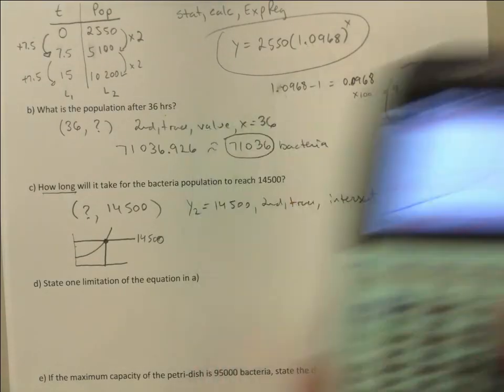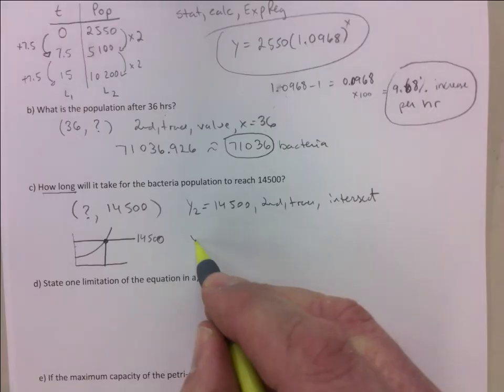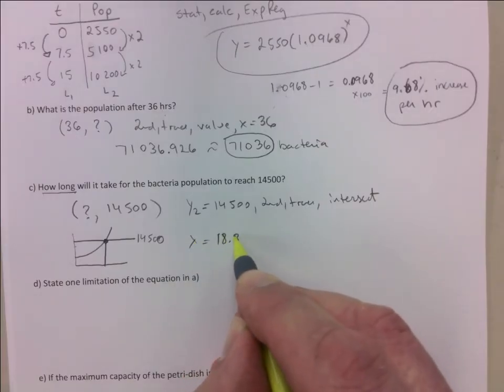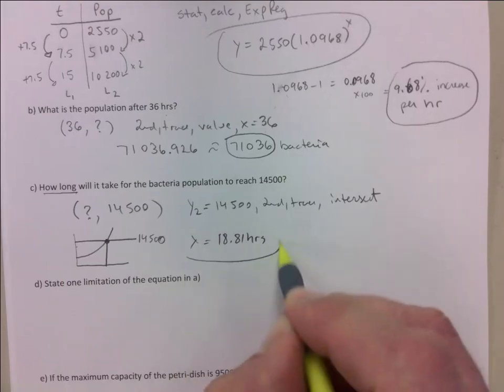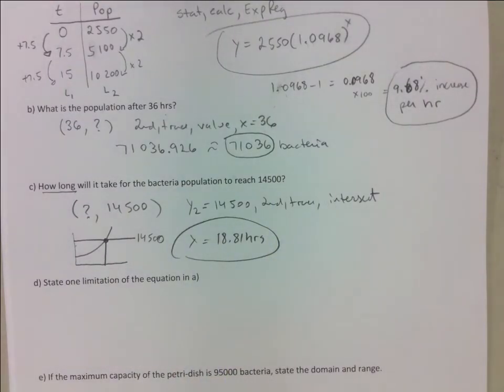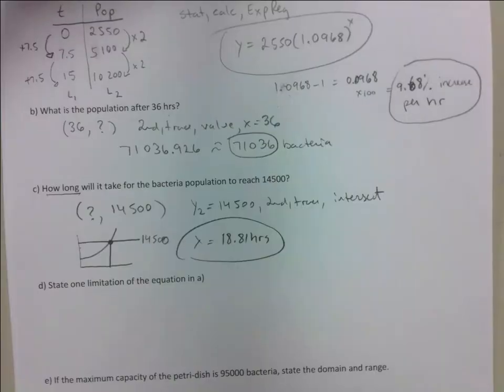18.81. And as long as you add hours to it, you're good to go. Decimals are fine here. Because time, it's continuous, right? Time is continuous.